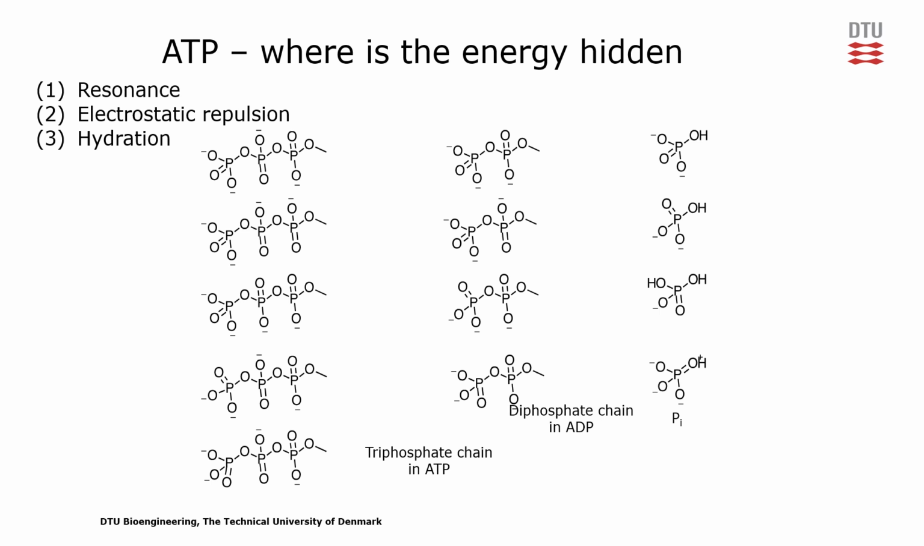Now, where is the energy hidden in these molecules? We have three types of energy hidden here. We have the resonance energy, we have electrostatic repulsion, and we have hydration. The hydration is the one I just mentioned. If you go all the way to the lower right corner, you can see there's a little hydration of these phosphate molecules. Now, most of the energy is hidden in the resonance and the electrostatic repulsion.